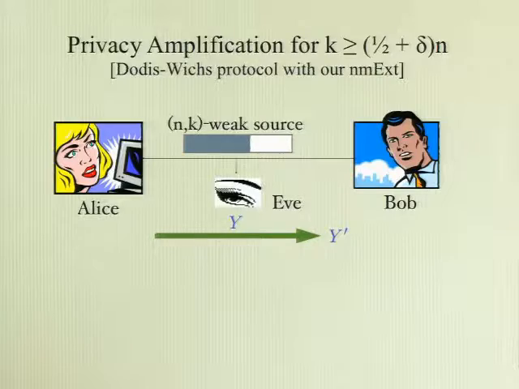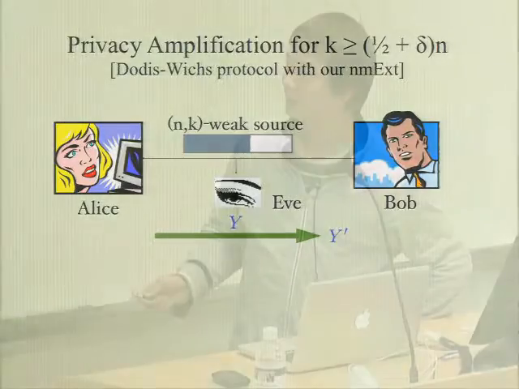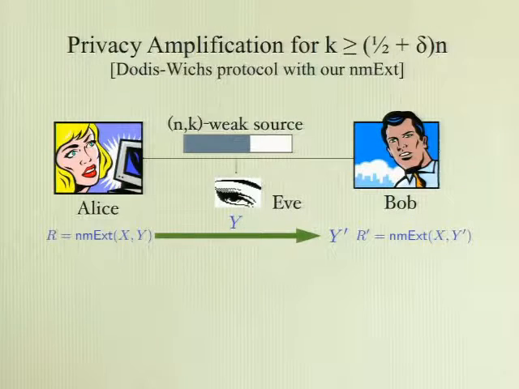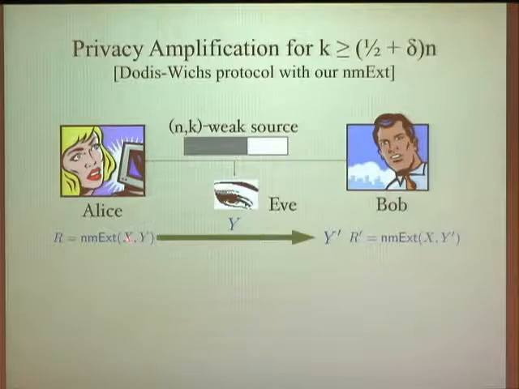Again, the first step is Alice chooses a random string y from her local random bits and sends it to Bob. This could be changed by the adversary into something else, y prime. Then both parties use this non-malleable extractor to compute outputs. Alice computes the non-malleable extractor applied to x and y. Bob computes the non-malleable extractor applied to x and y prime. So they now get two outputs, r and r prime, which may not equal each other.